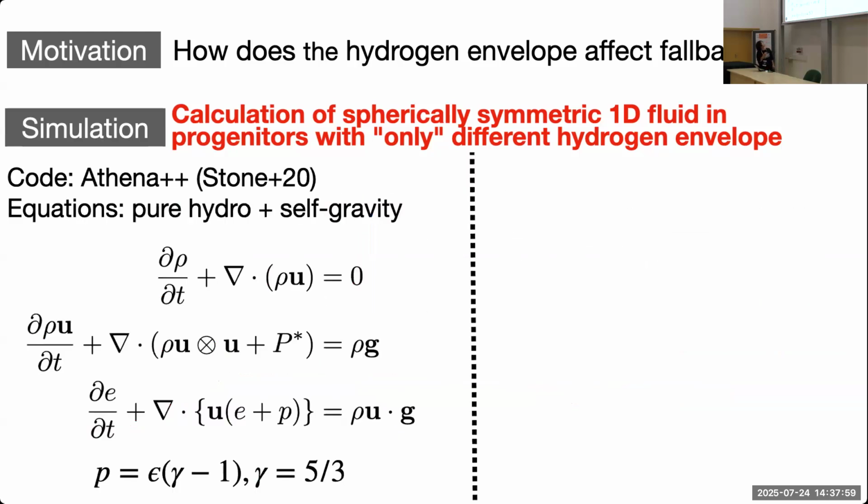Next is the setup. We use Athena++, a hydrodynamic simulation code, and we solve the equations of pure hydrodynamics with an added self-gravity term. These are the continuity of mass, momentum, and energy. Our EOS is an adiabatic gamma-law EOS, and gamma is fixed to 5/3.